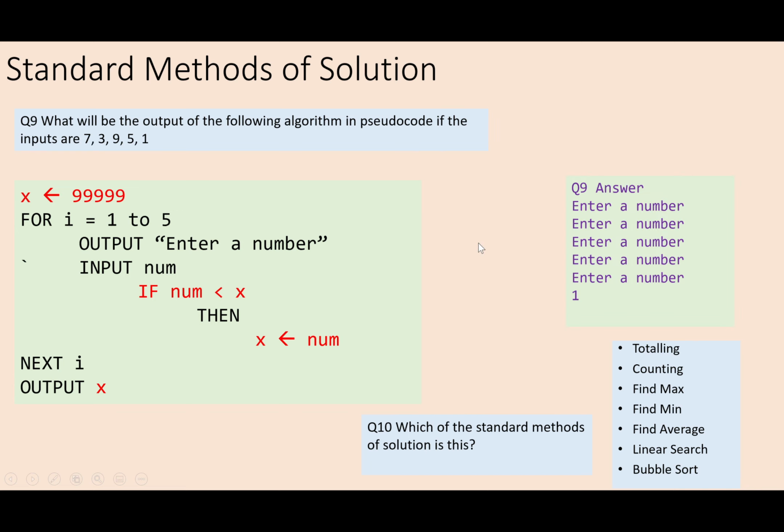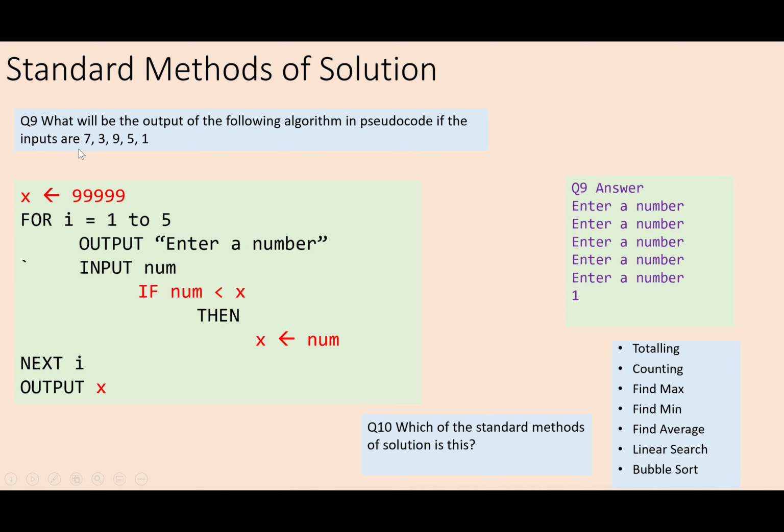Okay, so here is the answer. So this time we're going from 1 to 5. We're outputting "enter a number". We're inputting the first number, which is 7, and because 7 is smaller than 99999, we knew that would be the case. Then we're going to set x to num. So x is going to be the smallest number, which will be 7. Then we go to our next I, which is 2, and we keep going around.